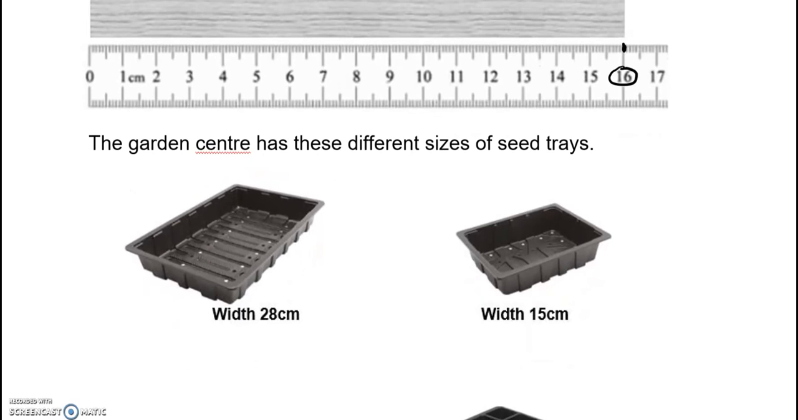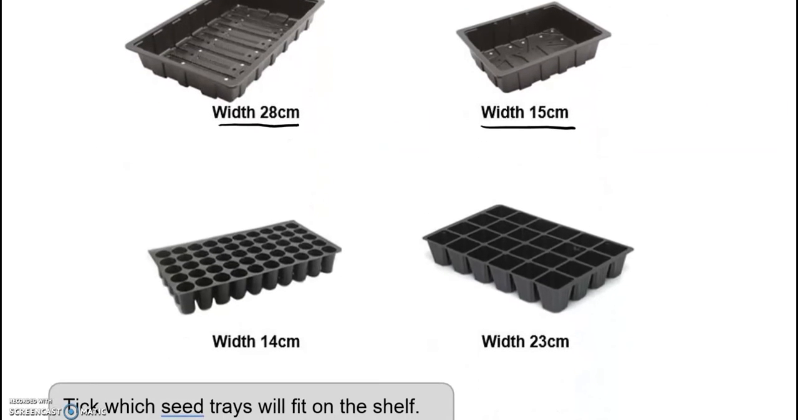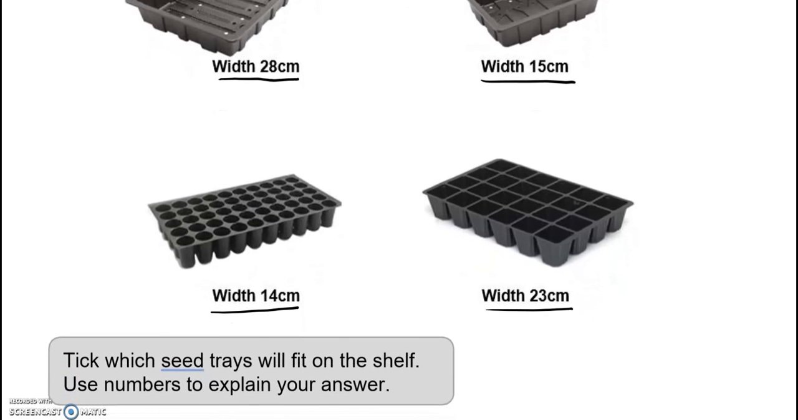We've got width 28 centimeters, width 15 centimeters, width 14 centimeters, and width 23 centimeters. The width of the one we had was 16 centimeters. Tick which seed trays will fit on the shelf. Use numbers to explain your answer.